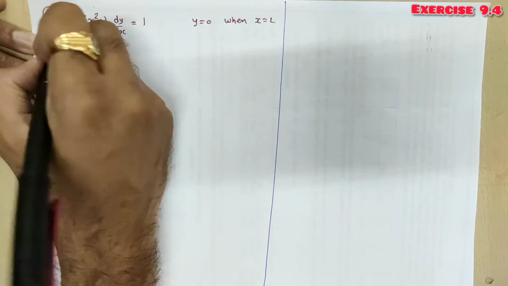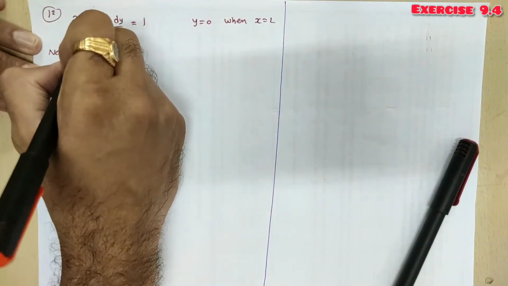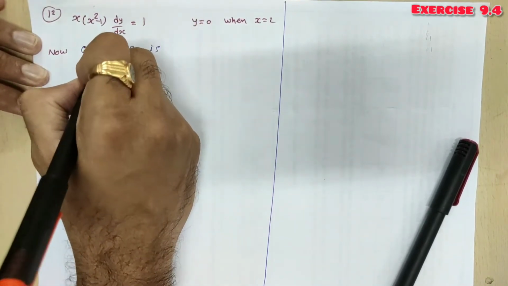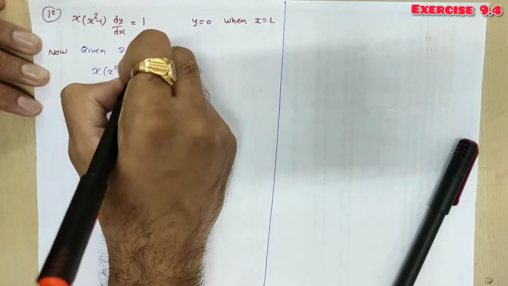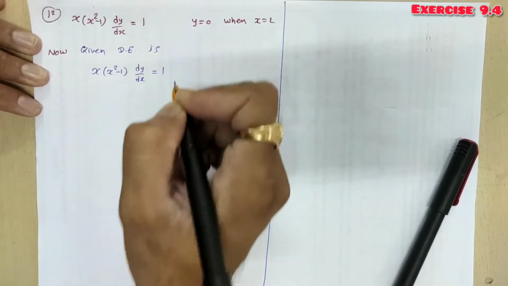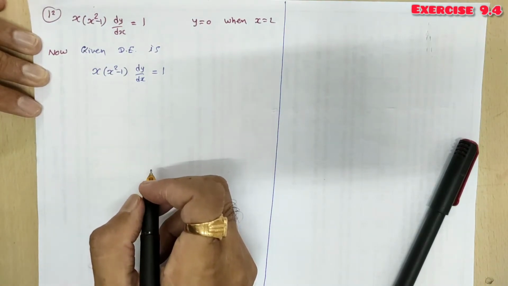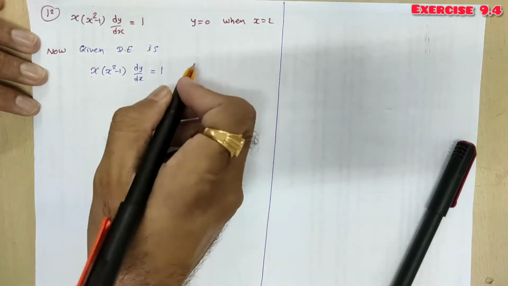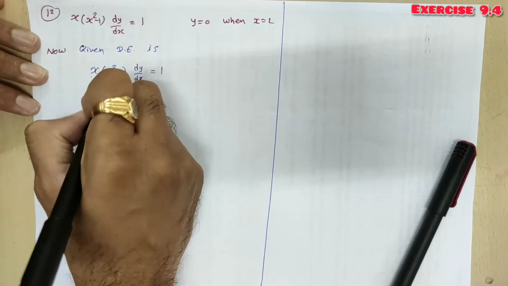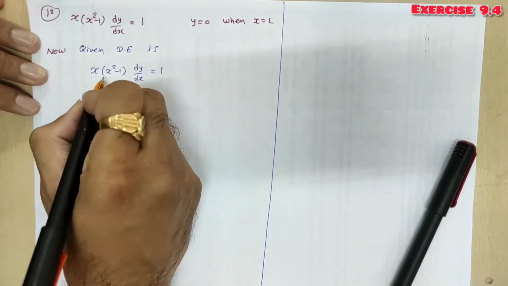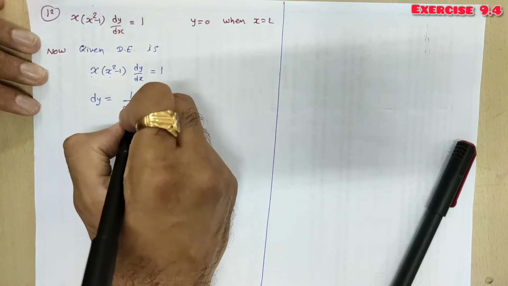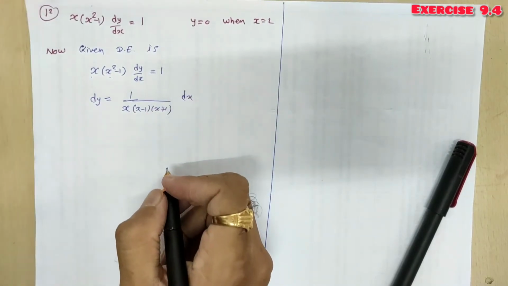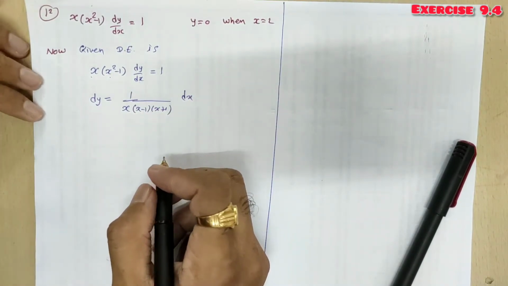So now the given differential equation is x(x²−1) dy by dx equal to 1. We have to solve this differential equation by the variable separation method. So separate the variables, keeping x and dx on the right hand side. So we are getting dy equal to 1 upon x(x²−1). Can we factorize it? It's x minus 1, x plus 1, into dx. Done. So this is the variable separation.